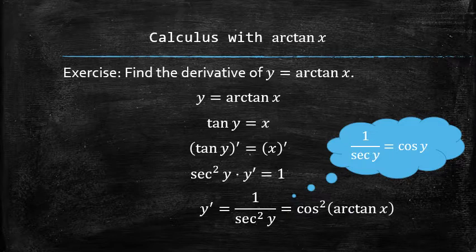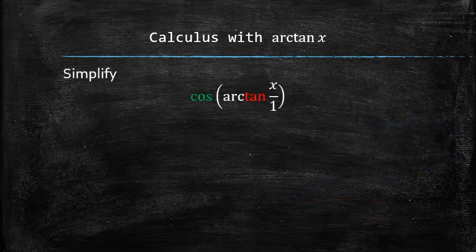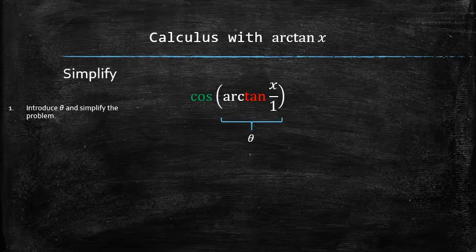We definitely learn how to simplify such expressions in trigonometry. So let's simplify this expression using the procedure that we developed in trigonometry. First, introduce theta by labeling everything inside the parentheses as theta. The original expression is not very simple in terms of theta.